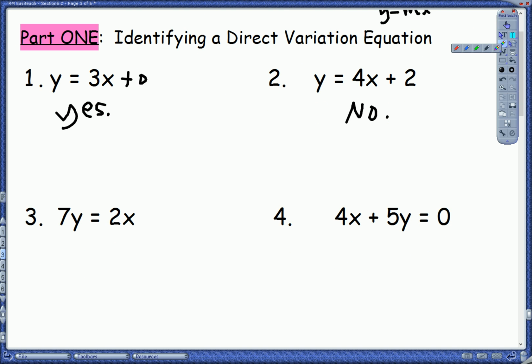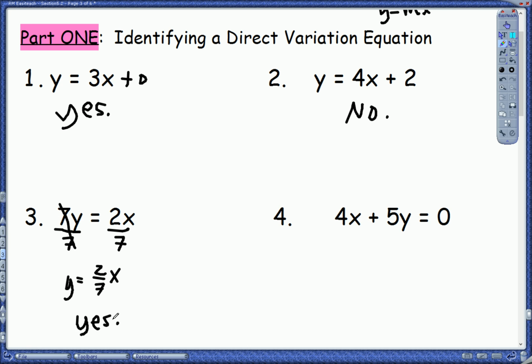Number 3, we want to get it in this format, so in order to get it to say y equals, I need to get rid of the 7, so I will be dividing by 7 on both sides, so that the 7 crosses out and I get y equals 2 over 7x. Once it's in that format, I could see that the y-intercept is 0. Therefore, this is a direct variation.